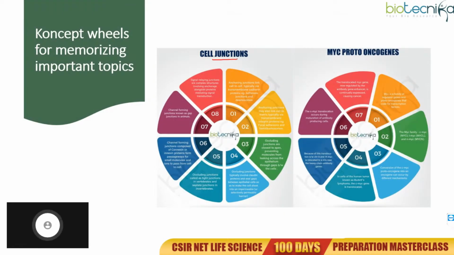There are other examples as well from other units, like for cell junctions, then MYC or proto-oncogenes. Definitely you will see questions asked in CSIR from these topics, and you need to know about the MYC family, what the genes involved are, and what diseases are caused. You can see each spoke has some important point. So you can easily follow these concept wheels for memorizing the important topics.